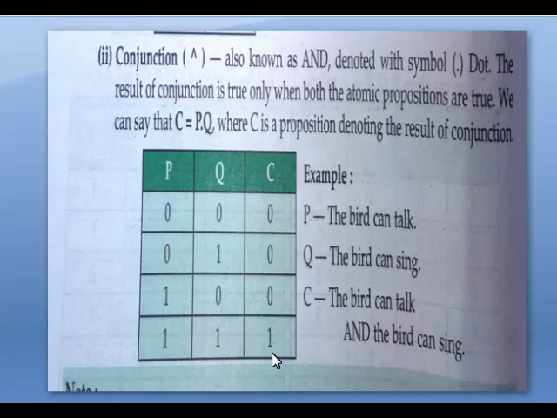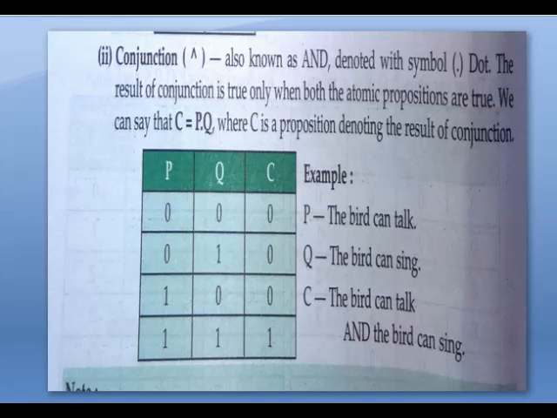If we are writing in statements, we will use the connective like this. How will you use it? P, the bird can talk. Q, the bird can sing. So what is the output? C, the bird can talk and the bird can sing. So this is called conjunction.